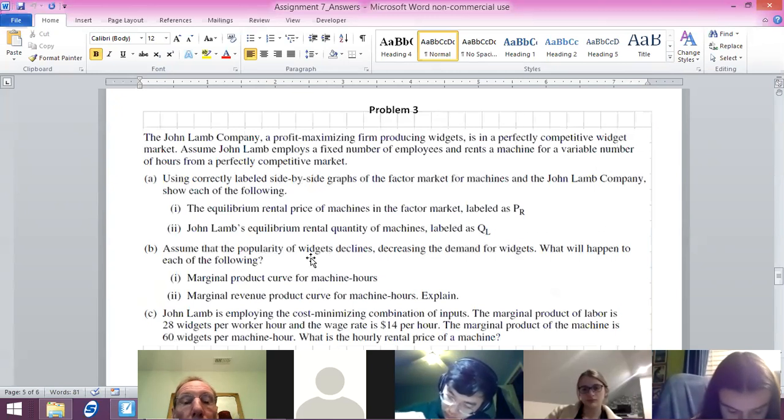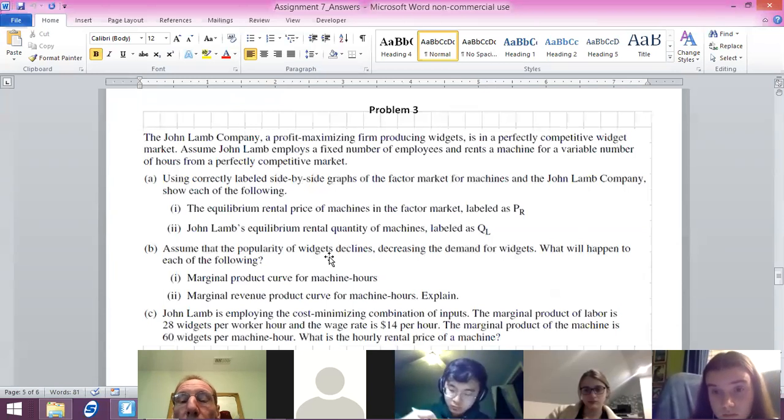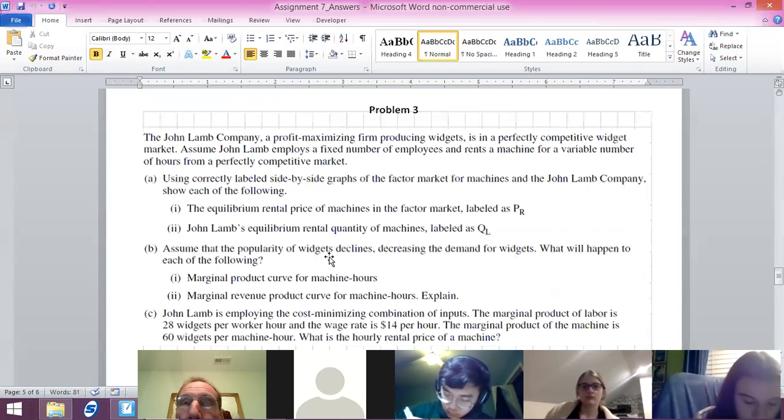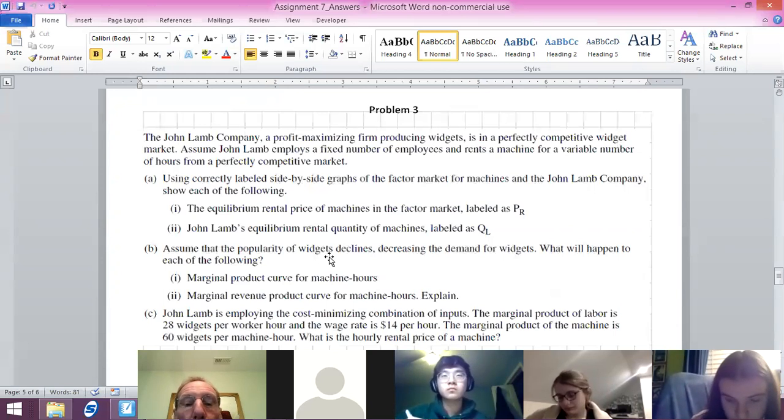Okay, so if the popularity of widgets declines and the demand for widgets decreases, this means that in the market, the demand curve for widgets is going to shift to the left. What will happen to each of the following? The marginal product curve for machine hours and the marginal revenue product curve for machine hours.